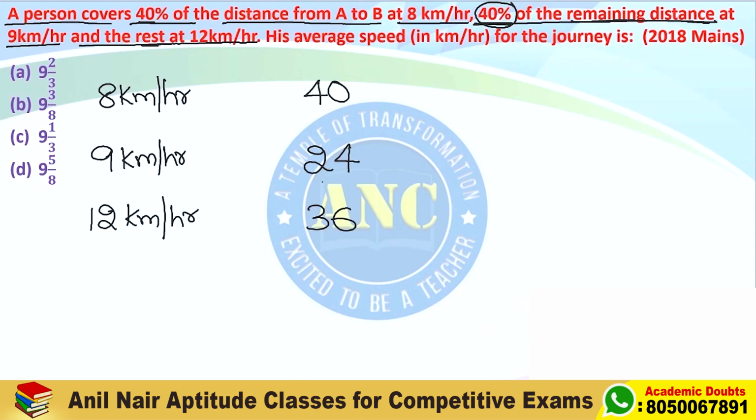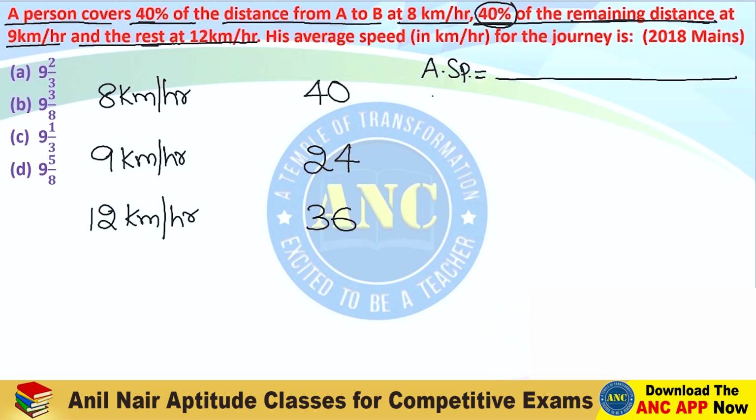Now, total distance divided by total time is nothing but the average speed. So average speed is total distance divided by total time. Sorry, these are all the distances only, right? So the total distance as of now is 40 plus 24 plus 36, divided by total time.